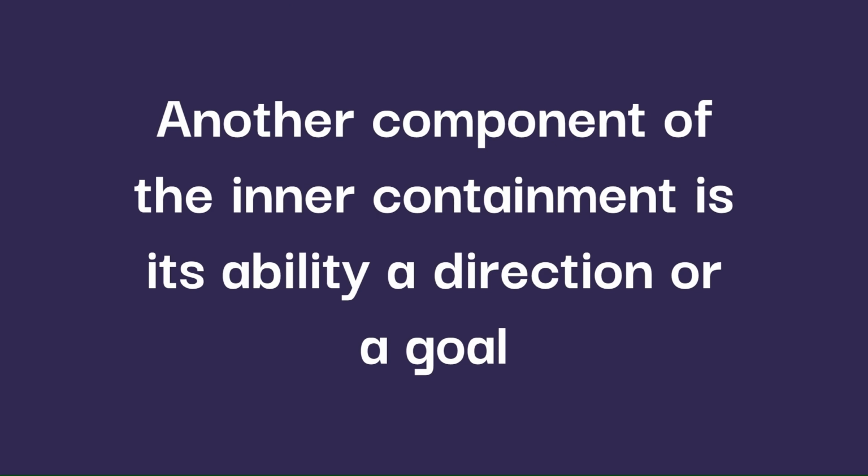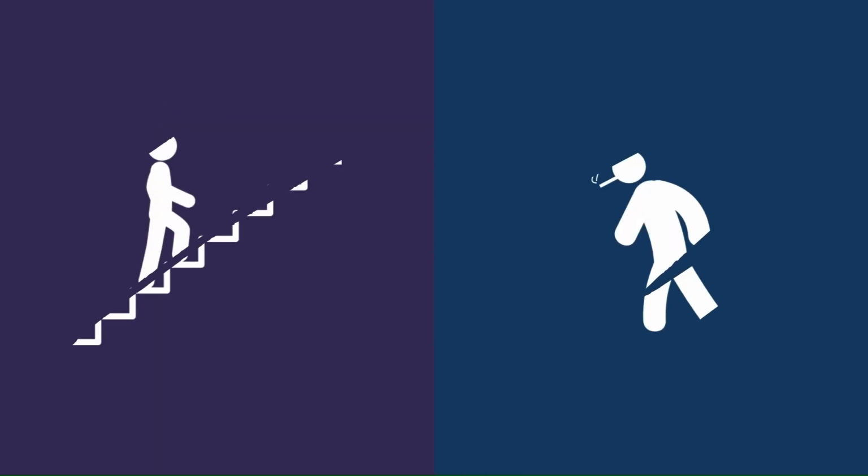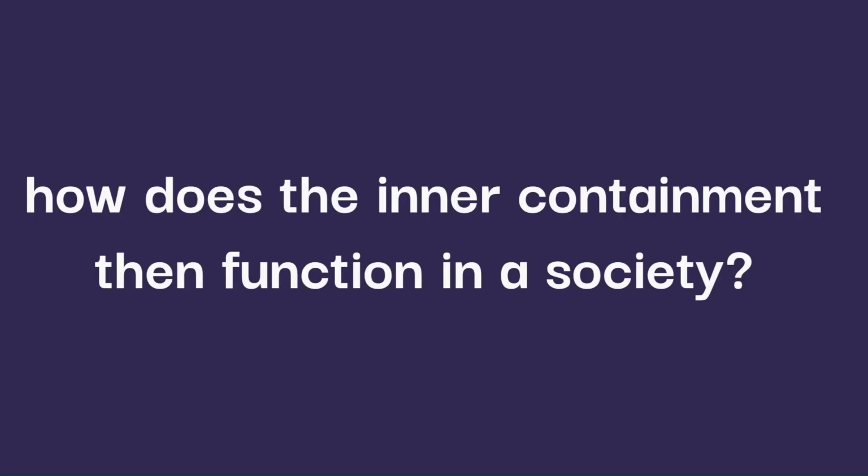Another component of the inner containment is its ability to give itself a direction or a goal. Long-ranging goals prevent the individual from deviant behaviors that do not complement its objective. But how does the inner containment then function in a society?